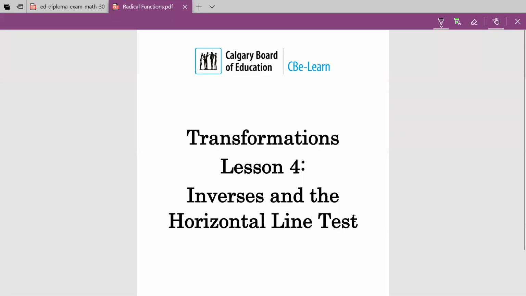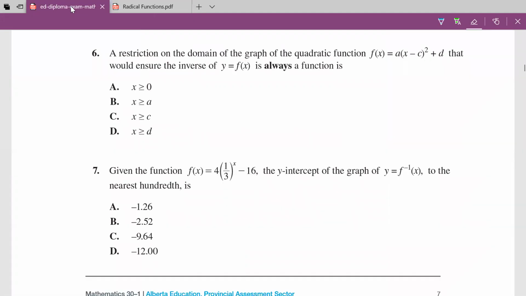Hello, 30-1 friends. A short lesson on inverses and the horizontal line test. The reason why we want to focus in on this lesson is because this has become a standard question on almost every single diploma. In fact, we're going to look at a diploma question right now, looking at number 6 here.